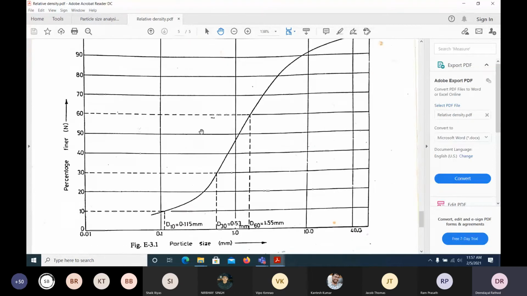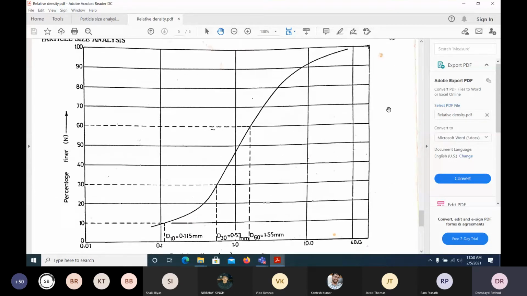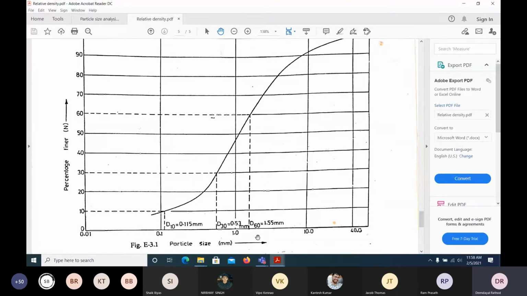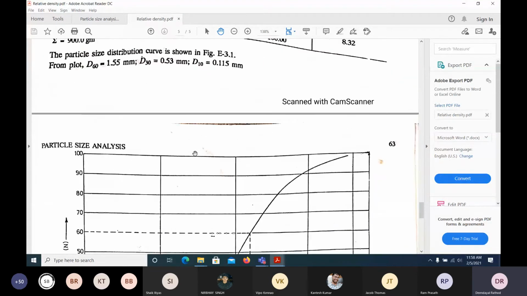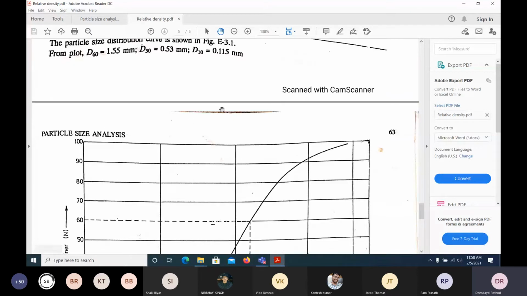We'll plot a graph. Understand? So look at this graph, an S type of curve, a stretched S. Percentage finer is on the vertical axis, and particle size is on the horizontal axis. This is a log graph. We have already seen a similar graph. You just plot it. So the particle size distribution plot is drawn here.